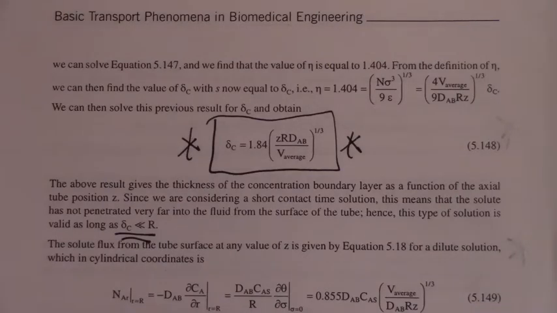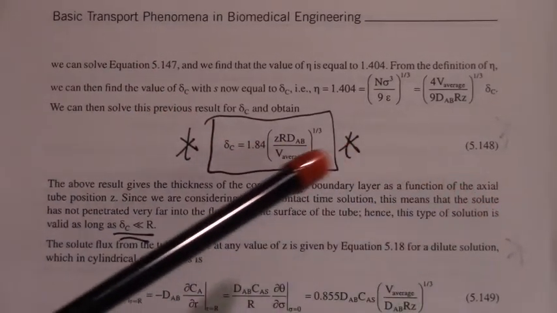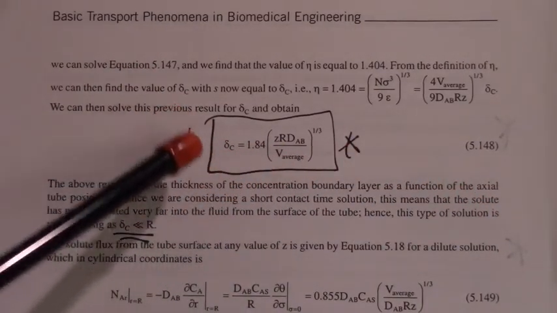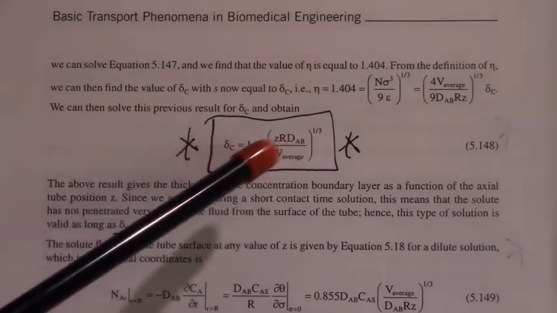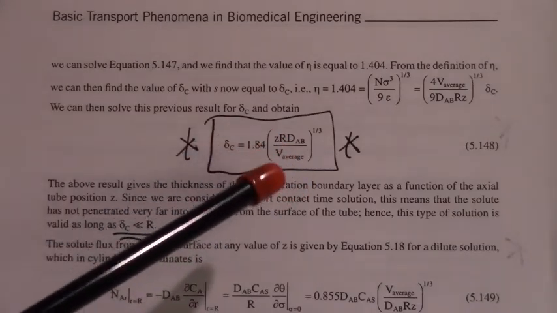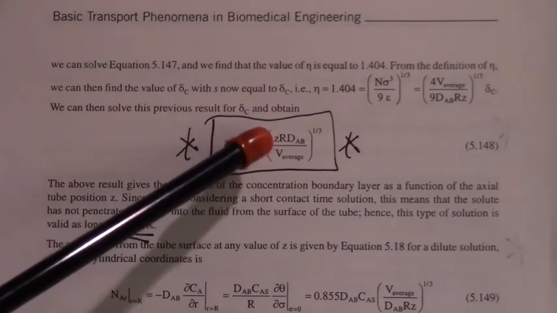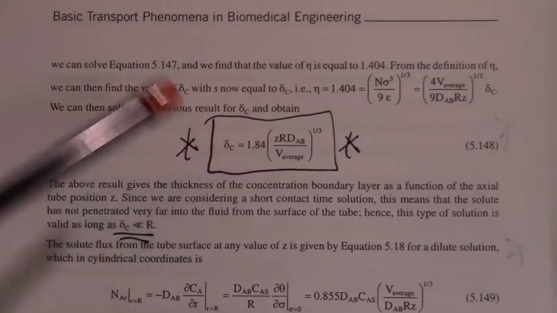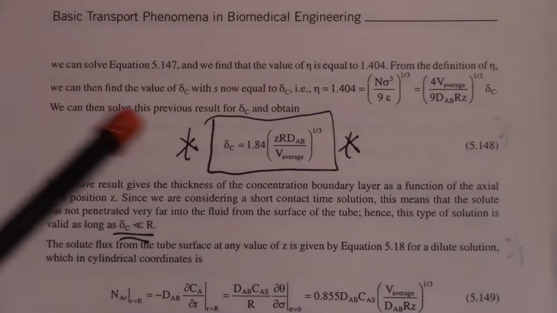Now, when you go through all the math, you can come up with equation 5148, which tells you what the concentration boundary layer thickness is. This would be the distance to which the solute has diffused into the fluid at any particular value of Z. So this delta C would be from the surface of the tube into the fluid.